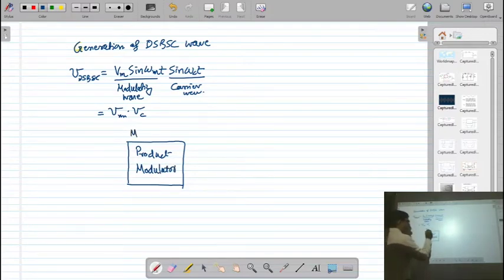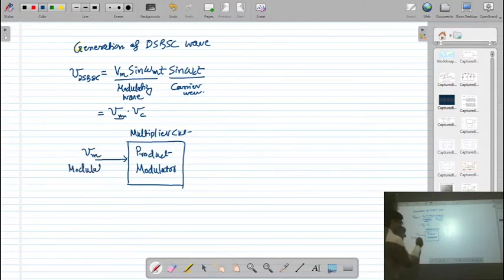Remember, it is a multiplier circuit, and this multiplier circuit has two inputs. One of the inputs is my modulating wave, and that is Vm. So here Vm is present, the modulating wave, and another input is a carrier wave.